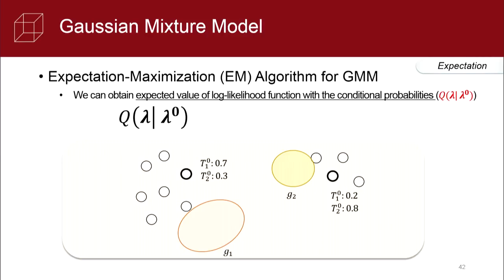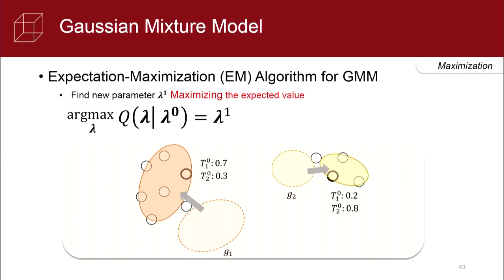So we can obtain some kind of expected value of the log likelihood function with a conditional probability, right? So you can calculate the conditional probability, and then you can define some function, and you try to maximize this expected value. You try to find the parameter that maximizes the expected value of the log likelihood function. And you try to find lambda 1 that maximizes this expected value, right? Let's say that is lambda 1.